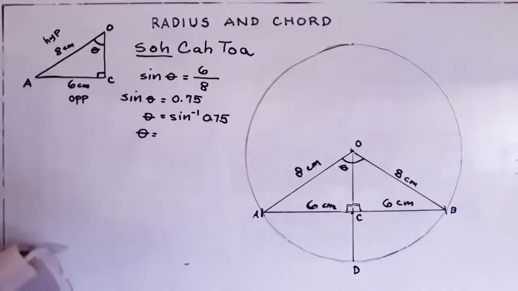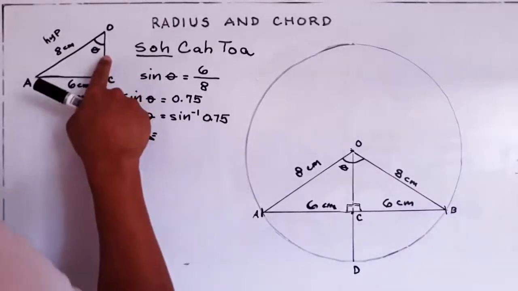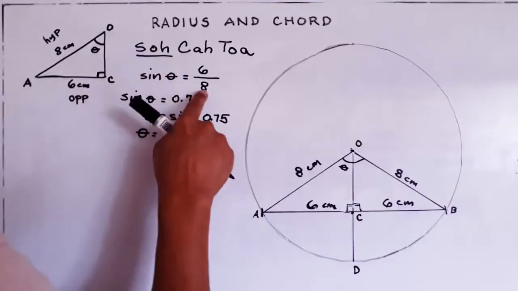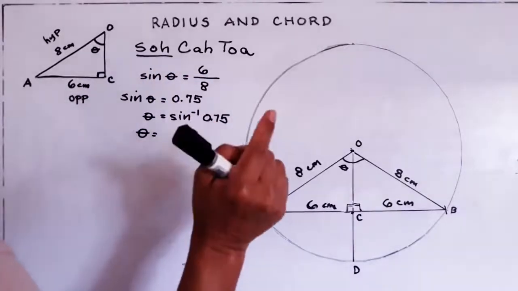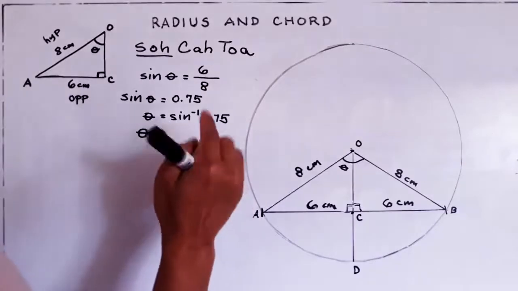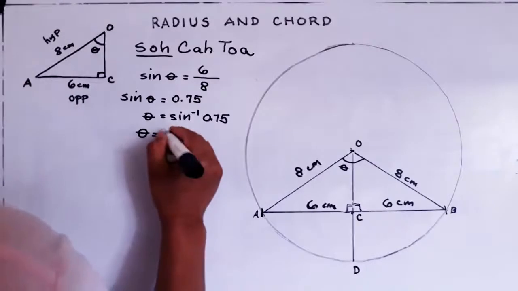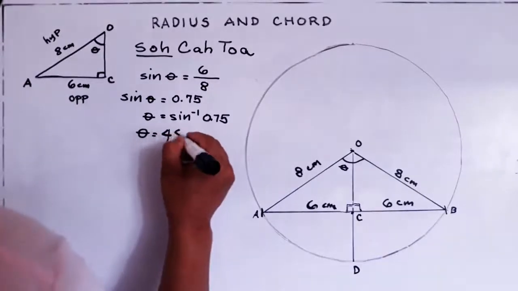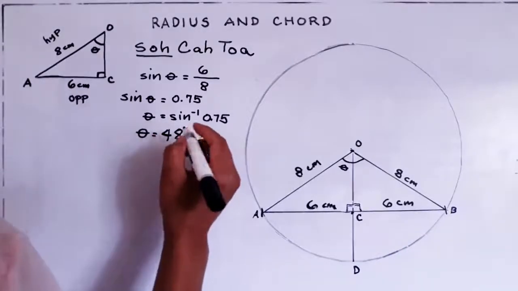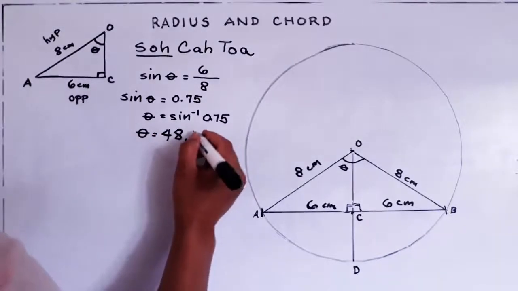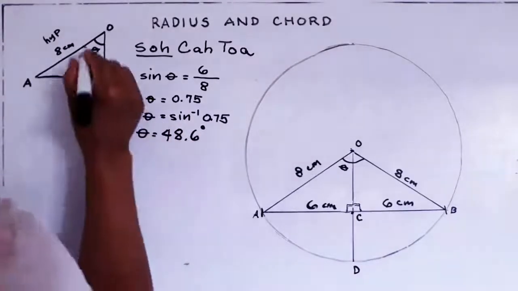And then theta, how are you going to press that in your calculator? You press shift, then sine, then 0.75, and then equals. Okay, and when you do that, you will have theta is 48. Let's have our answer to the tenths of our degrees. So 48.6 degrees. That is the theta.